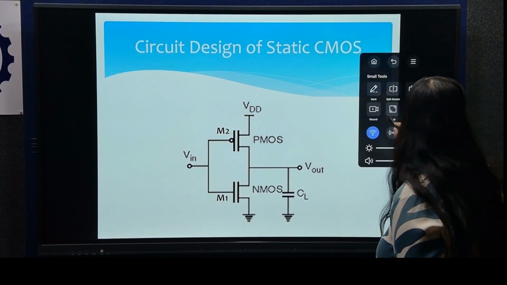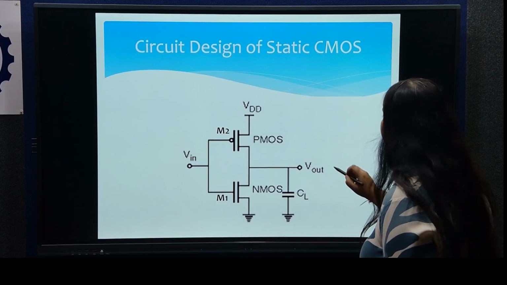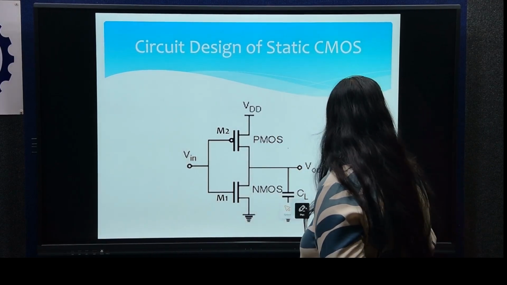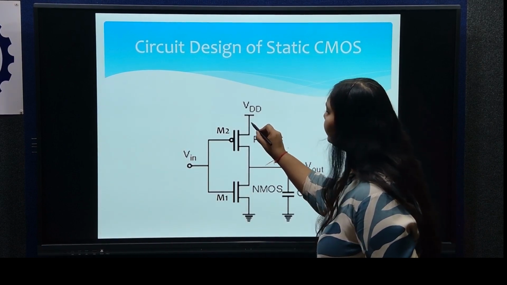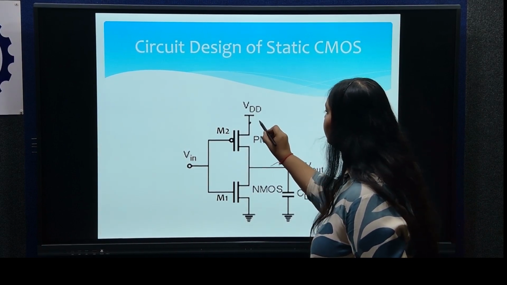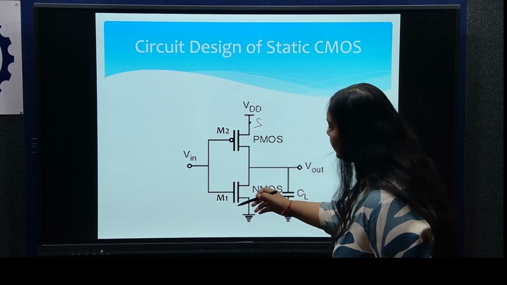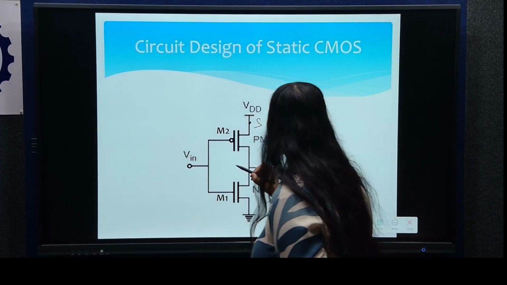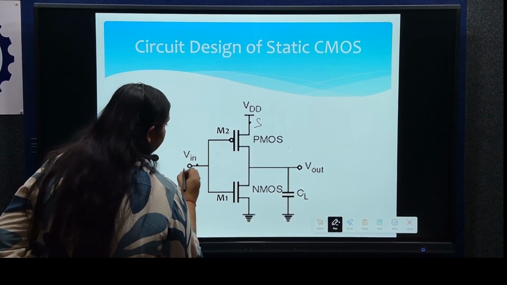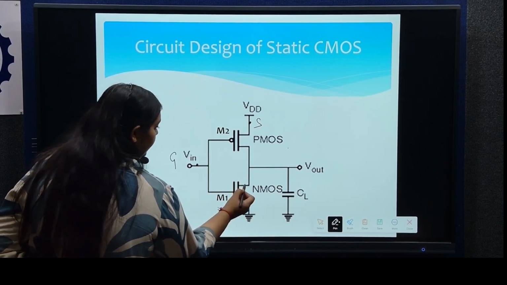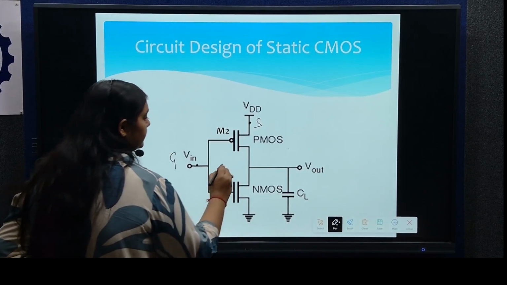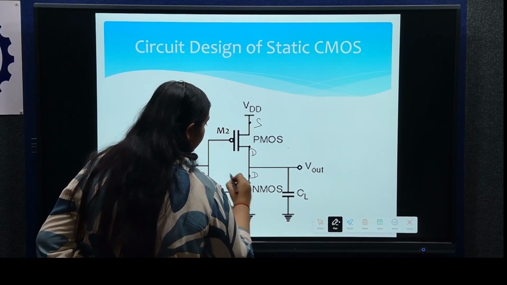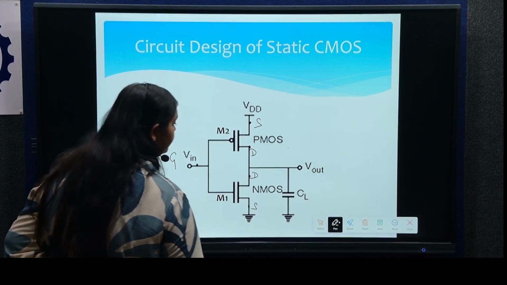So this is the circuit design of static CMOS. We have already discussed, this is the source terminal of PMOS. See, the M1 transistor is NMOS, M2 is PMOS. This is the source terminal of PMOS. This is the gate terminal of PMOS and the gate terminal of NMOS. This is the drain terminal of PMOS. This is the drain terminal of NMOS. And this is the source terminal of NMOS.